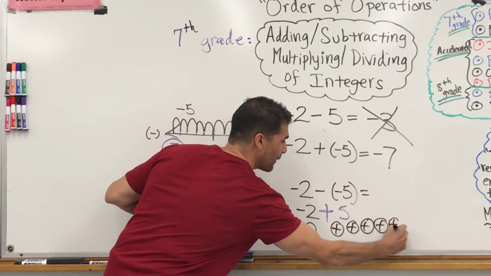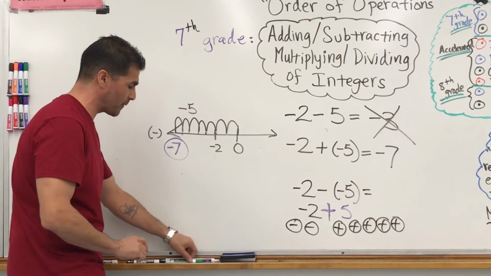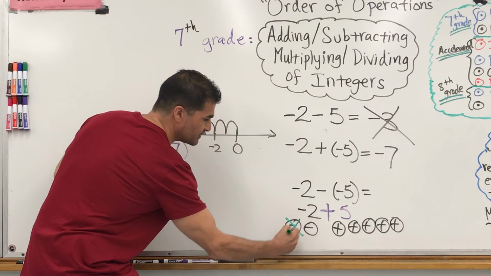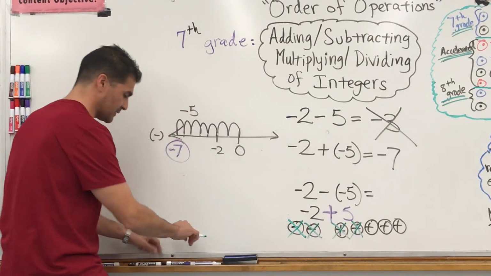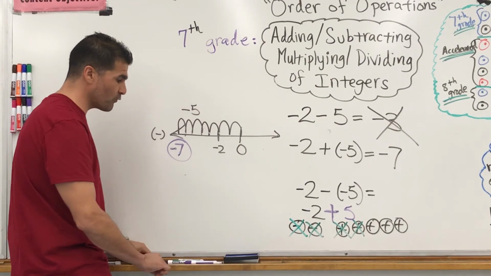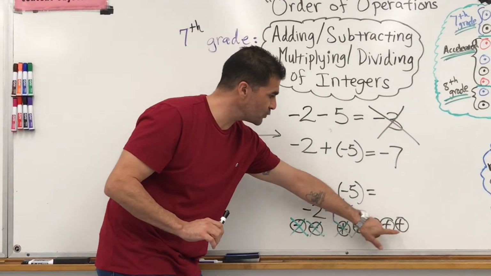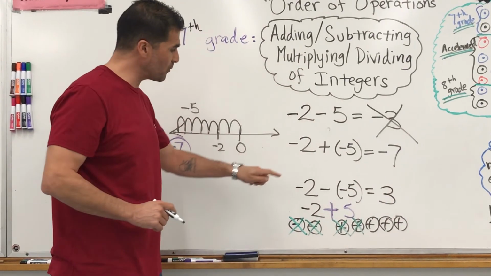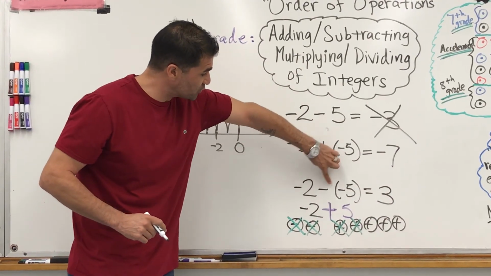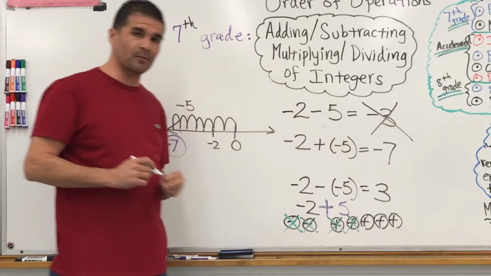What's going to end up happening is what we said before. These 2 negatives will cancel away with 2 of the positives. Well, what's going to be left over? 1, 2, 3 of the positives. And so I want you to remember this rule: when you subtract a negative, it's like adding a positive.